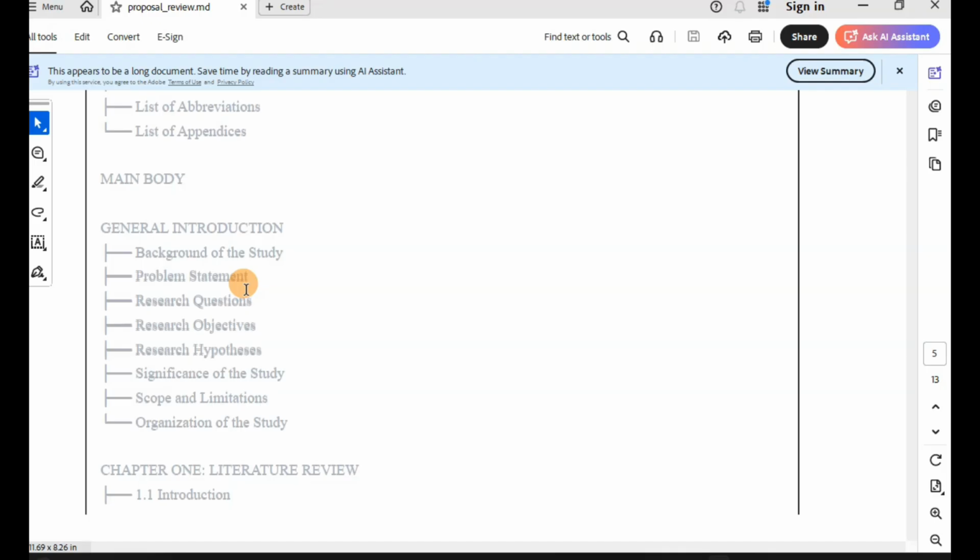so the main body should have the background of the study, problem statement, but this is very normal. Research questions, up to the organization of the study.